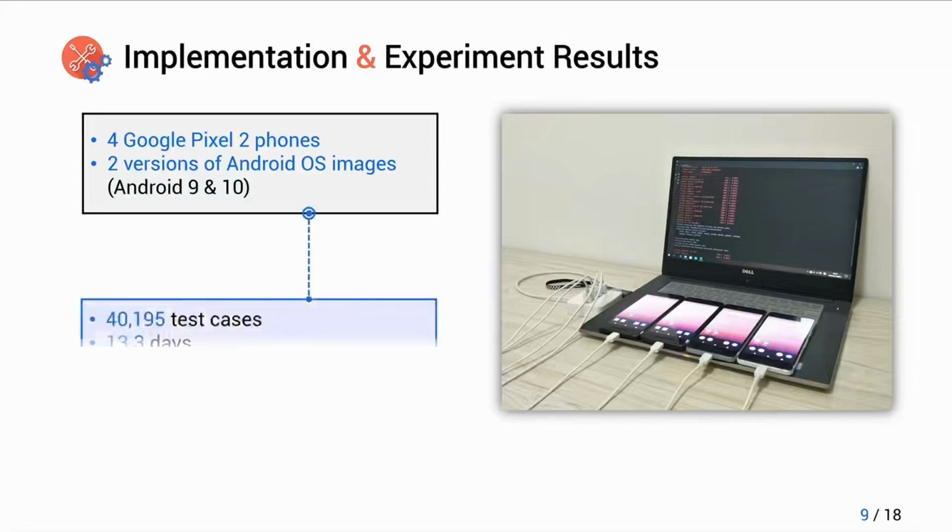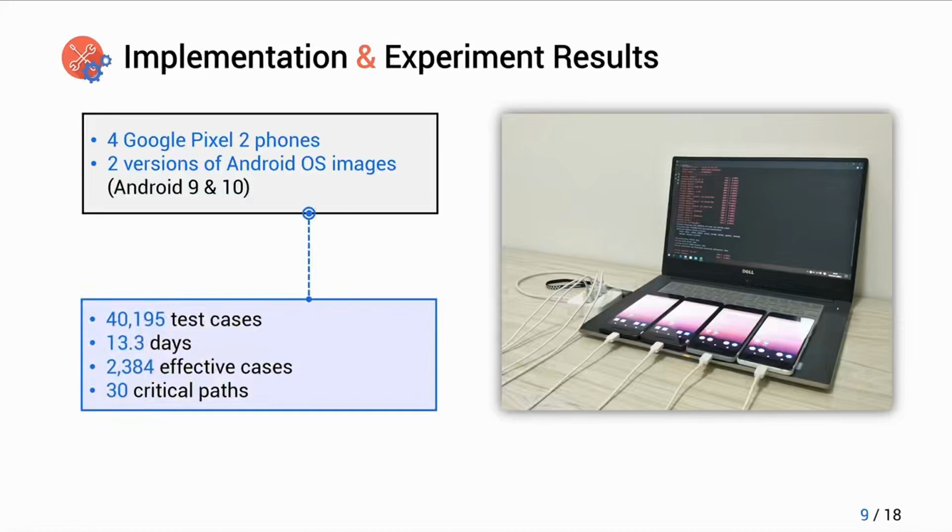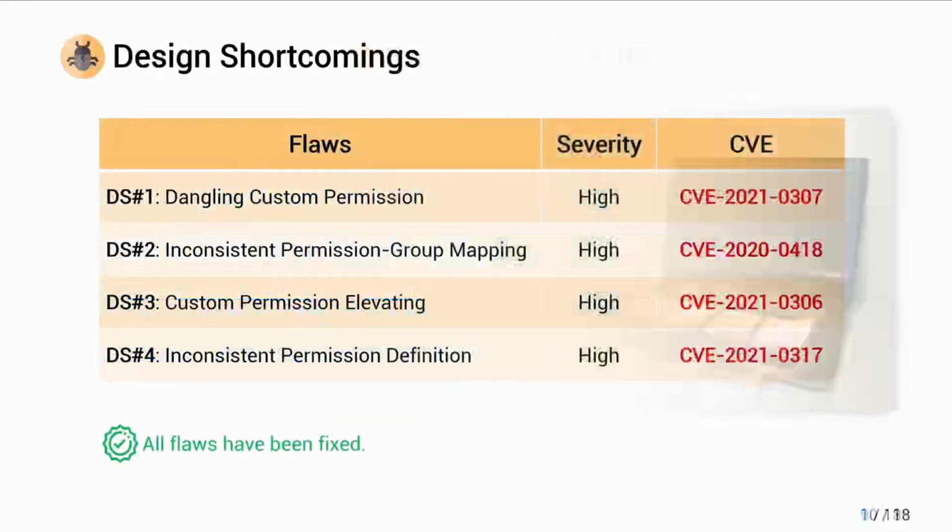During our experiment, CuBeFather executed more than 40,000 test cases. Finally, it discovered more than 2,000 effective cases and further got 30 critical paths. We manually analyzed these critical paths and identified these 4 design shortcomings.